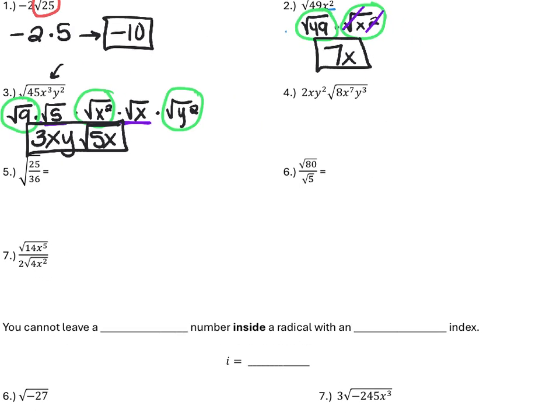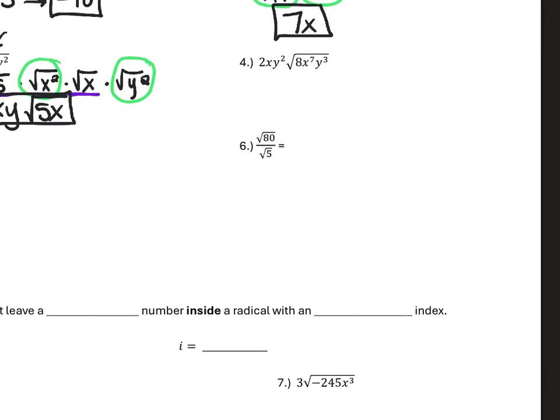All right, number 4. Okay, 2xy squared. This is nothing we're going to do out here because that's outside our radical. But we're going to rewrite this as perfect square factors. What should 8 become? 4 times 2. Square root 4 times square root 2. What should x to the 7th become? Okay. I'm going to split it. I like to see every step so that you don't miss one.